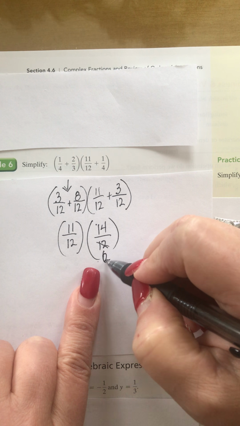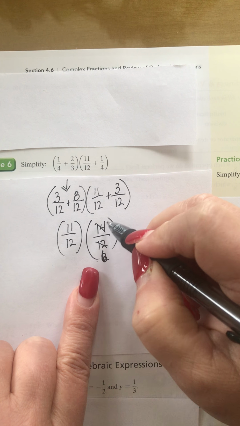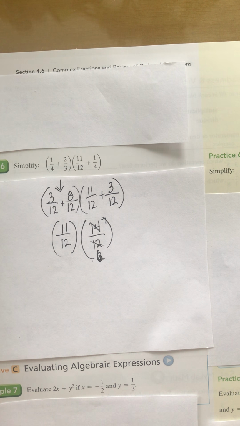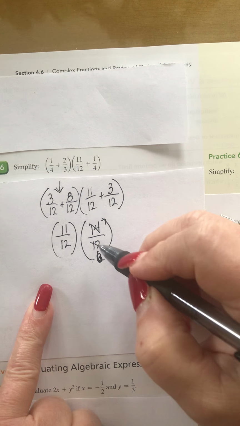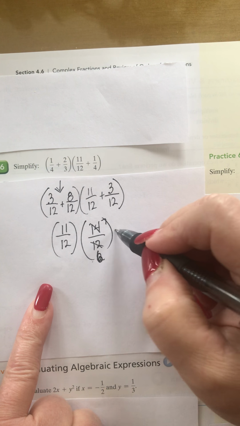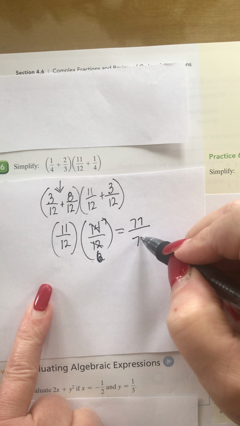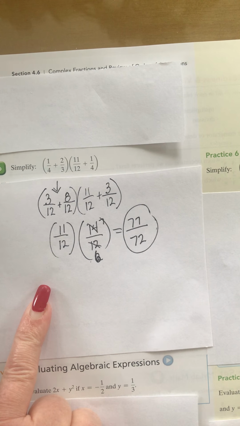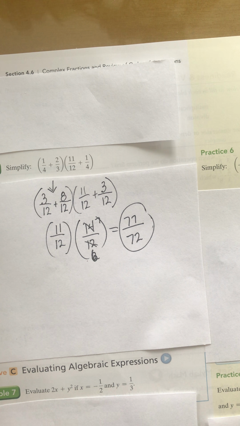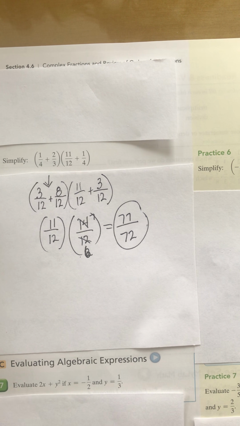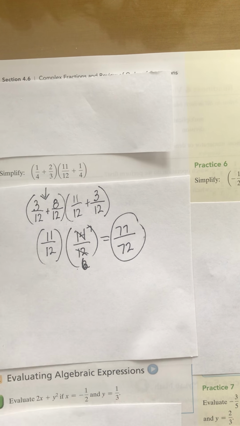So this would be, 2 goes into 12 6 times. 2 goes into 14 7 times. And then multiplying across is a lot easier because it's 77 over 72. And that's your answer. So again, you want to get a common denominator in each.